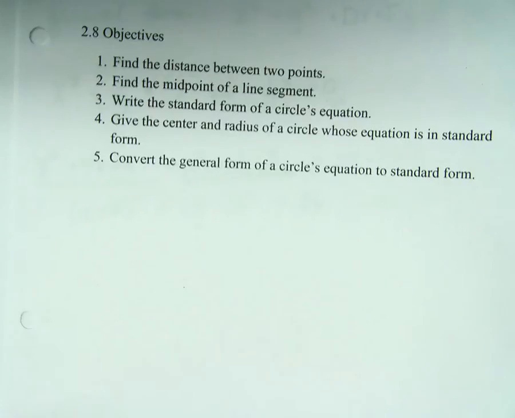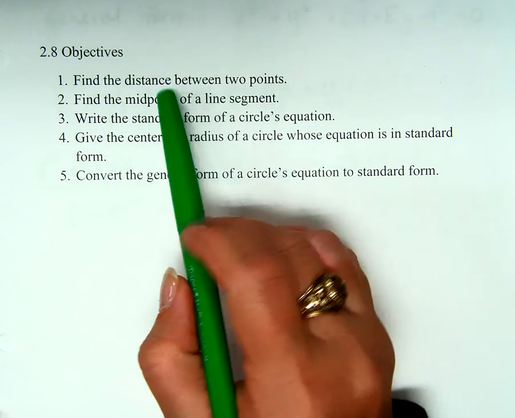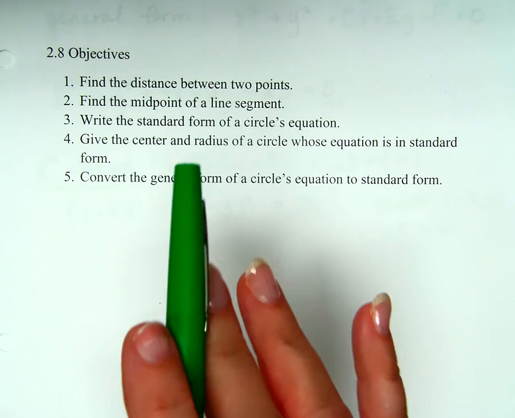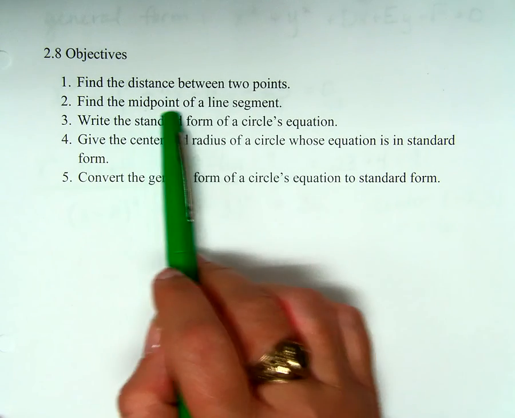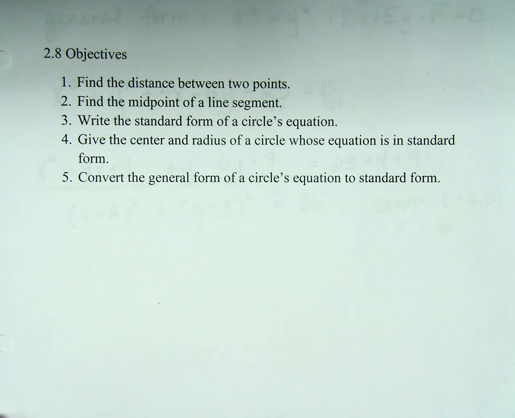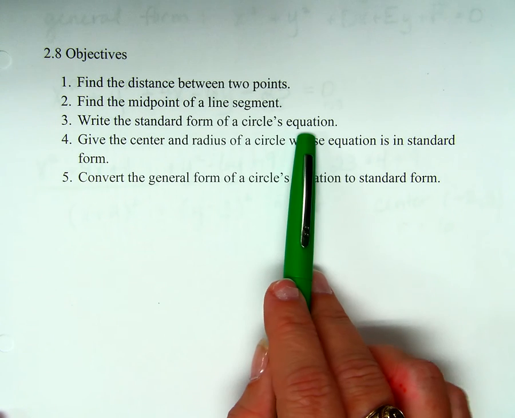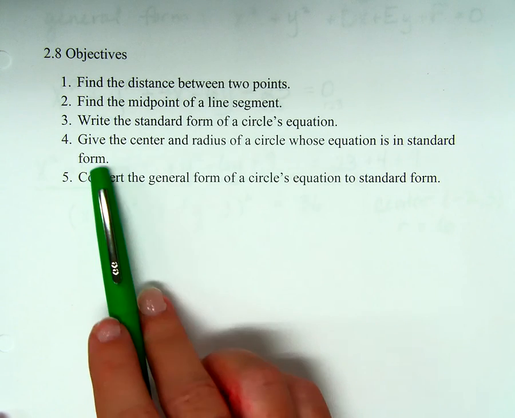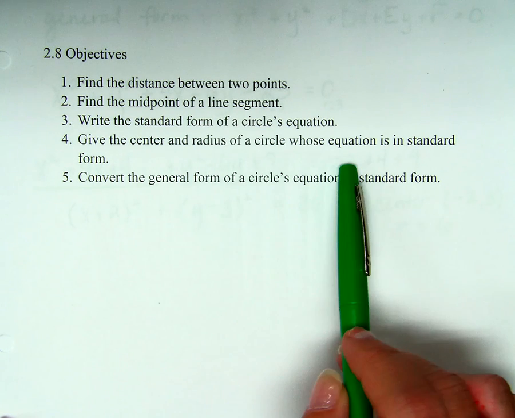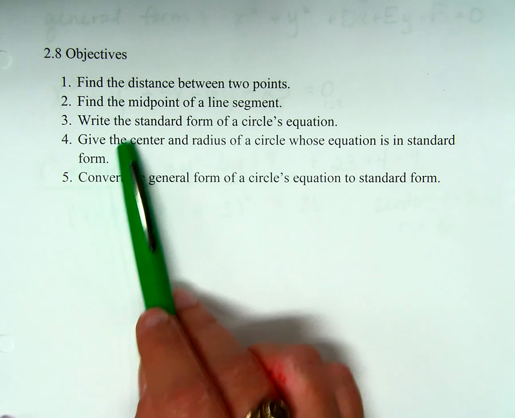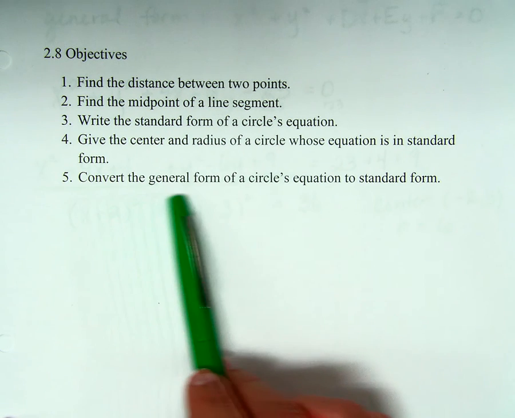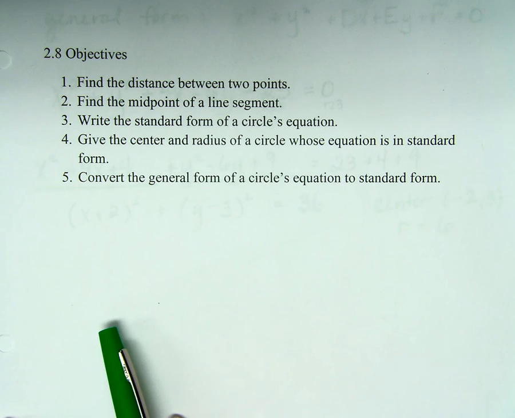So your objectives for today were: find the distance between 2 points. You didn't want any examples of that. Find the midpoint of a line segment. You didn't want any examples of that. Write the standard form of a circle's equation. I showed you that. Give the center and radius of a circle whose equation is in standard form, which is like backwards of number 3. And then convert the general form of a circle's equation to standard form.